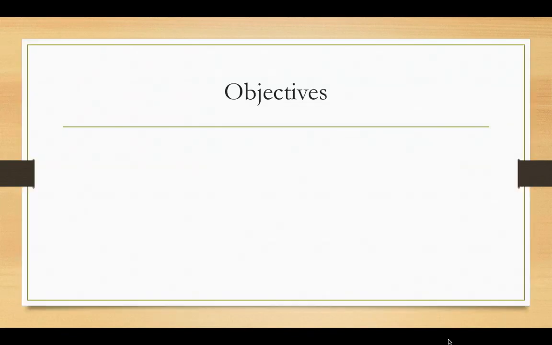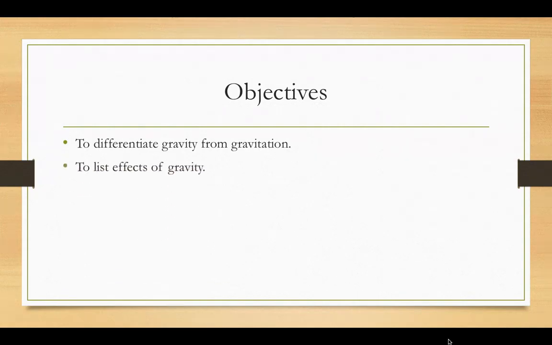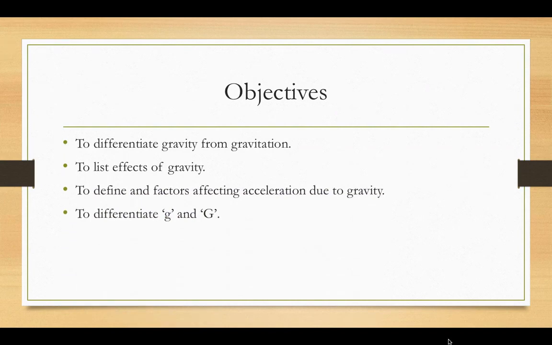The objectives of this session are to differentiate gravity from gravitation, to list effects of gravity, to define and list factors affecting acceleration due to gravity, to differentiate small g from capital G, and to explain the feather and coin experiment.